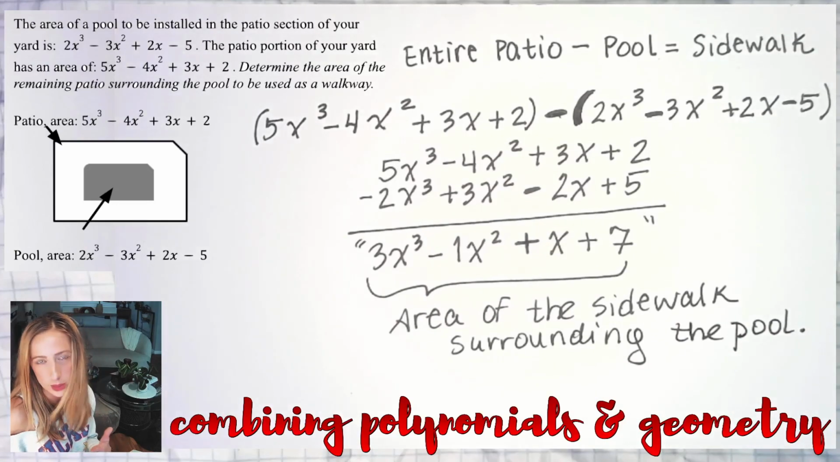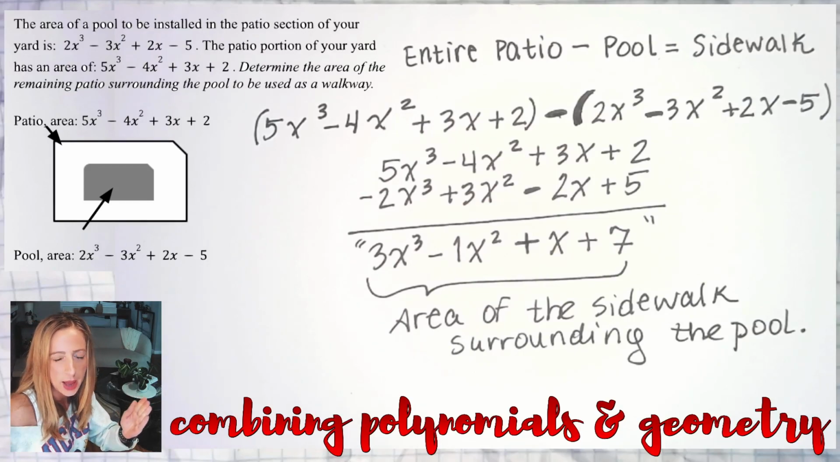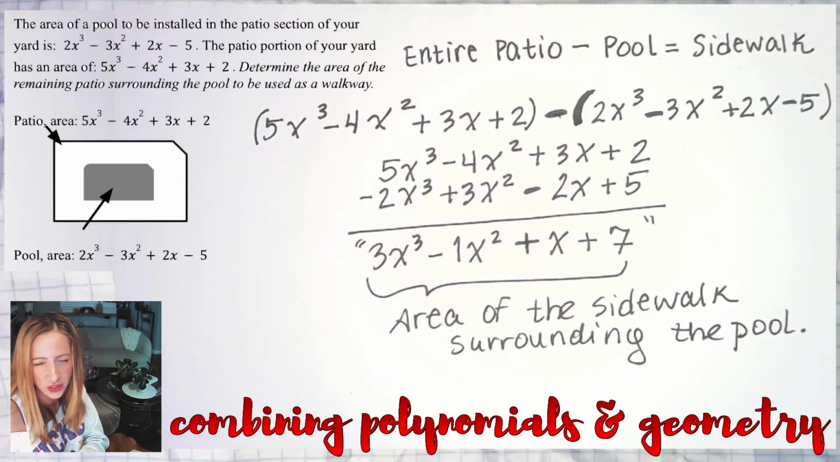Now, if you see a problem like this in the future, just read carefully. Maybe next time it's giving you the sidewalk area and the pool area, and they're asking what's the area of the entire backyard. In that case, you're adding. Or maybe it gives you the entire patio and the sidewalk, and you need to find the area of the pool. Just read. That's it. And if you're not entirely positive of what you're doing, do something.